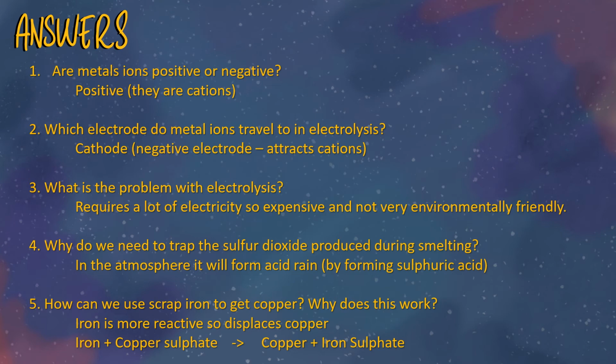Number 4, why do we need to trap the sulfur dioxide produced during smelting? So in the atmosphere, it will form acid rain. Number 5, how can we use scrap iron to get copper? Why does this work? So this is linking back to the reactivity series. Iron is more reactive, so it displaces copper, and there's an example underneath. You didn't need to write an example, but it's just there for you to look at. So give yourself a mark out of 5, please, and correct anything that you got wrong.